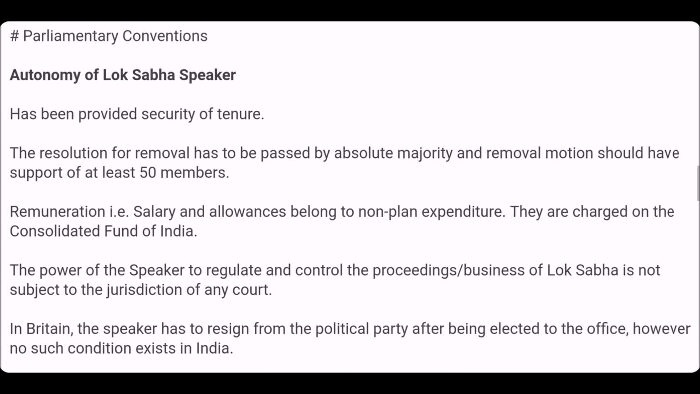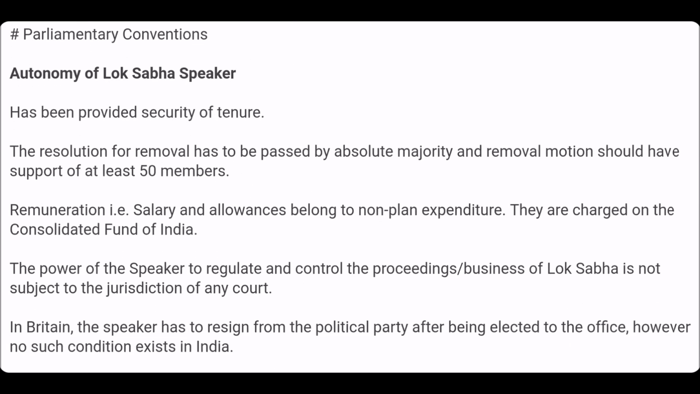Now we are going to talk about the autonomy of the Lok Sabha speaker. He has been provided security of tenure, obviously, and the resolution for the removal of the speaker has to be passed by absolute majority. Absolute majority means that, for example, if 550 members are there, then 550 divided by 2, that is 275, plus 1, that is at least 276 members should vote for his removal, more than 50% majority.